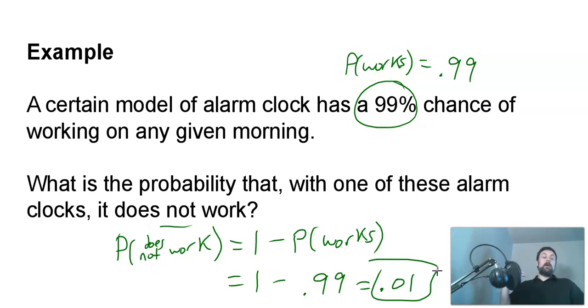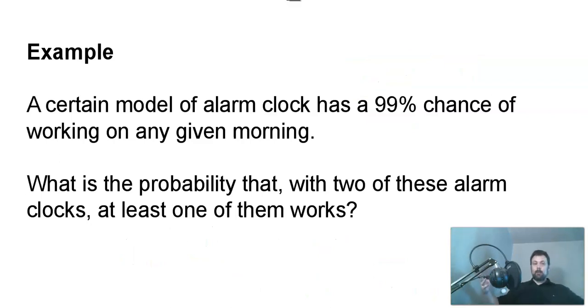And so maybe instead of just using one alarm clock, you could use 2 of them, because the chance of both of them failing on the same morning should be astronomically low, right? And we can actually calculate it. In fact, that's what we're going to do, right? So you build in this redundancy of having a second alarm clock that also has a 99% chance of working on any given morning. What is the probability that with 2 of these alarm clocks, at least one of them works, right? Because as long as at least one of them works, you won't oversleep.